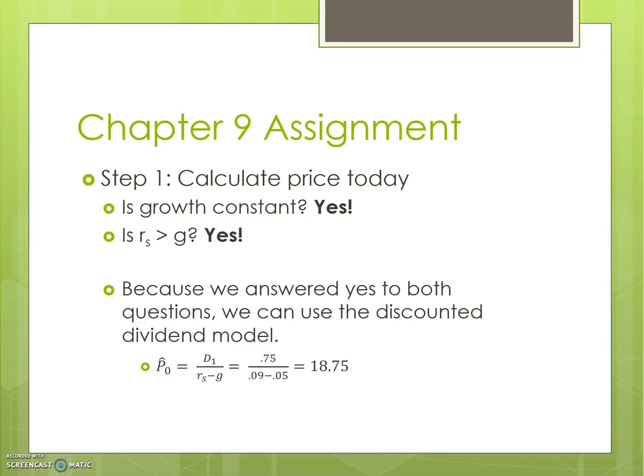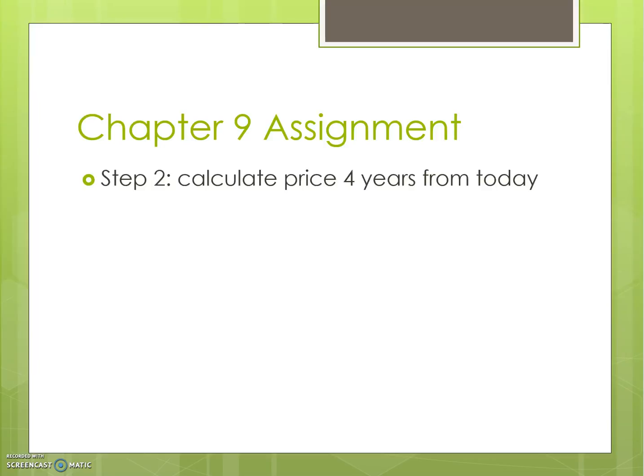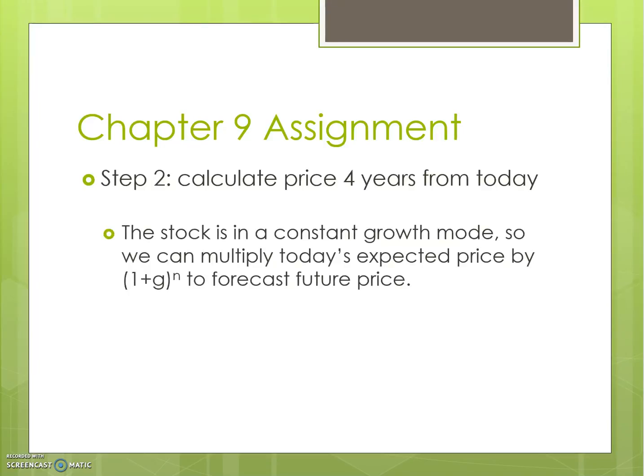Now remember, the price is now. So if we go to the timeline, this is the price at 0. We want to know the price at 4 on the timeline. Okay, so what we can do, since growth is constant, we can just apply the growth rate to this. You can use the same trick that we used for the dividends. 1 plus our growth rate to the nth power will give us the future price at n.